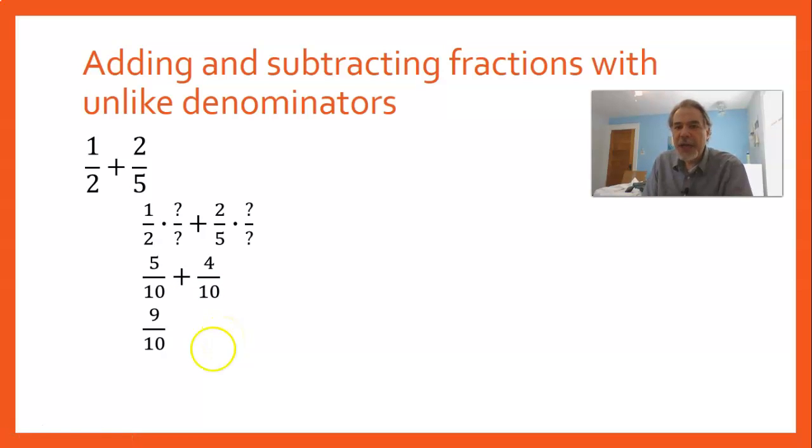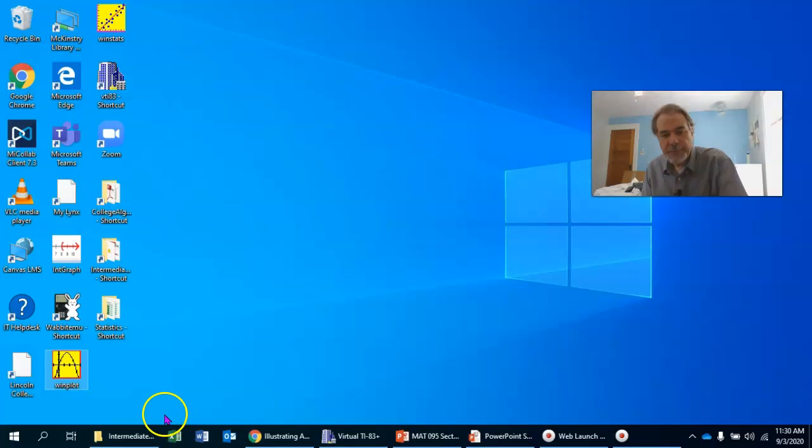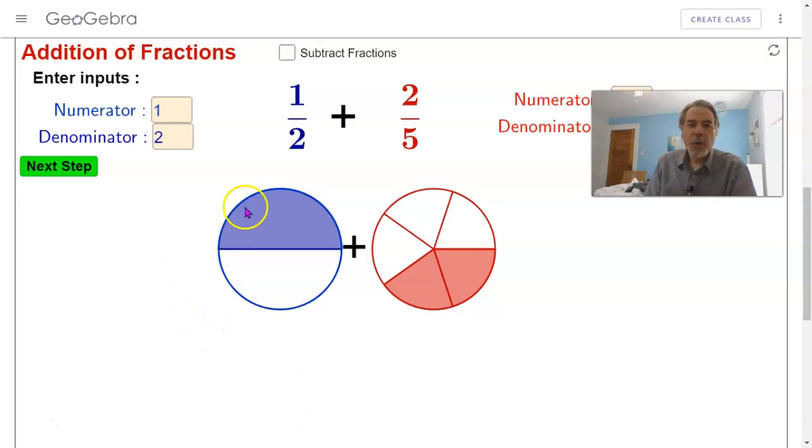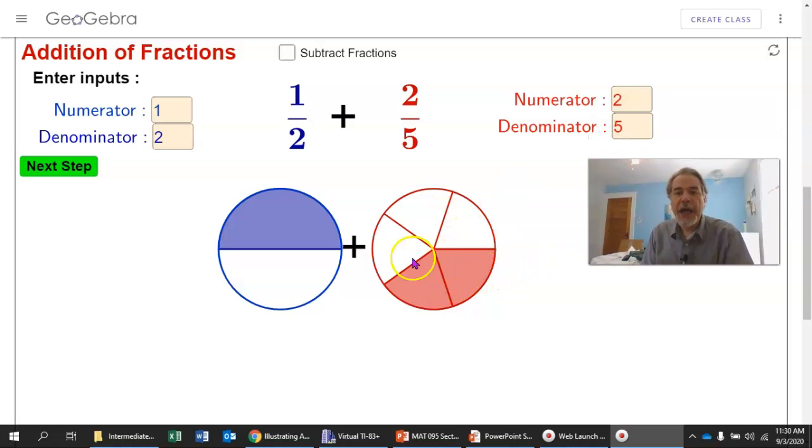If it helps you to understand what's going on in this example, when we add these two fractions together and get this, take a look at this demonstration that will help you visualize what's going on. Here we have 1/2. We divided the circle into 2 parts and took one of those 2 parts. So that's 1/2 of a whole circle. And here we have 2/5. We divided this circle into 5 equal parts and took 2 of those 5 parts. So this is 2/5 of a circle.